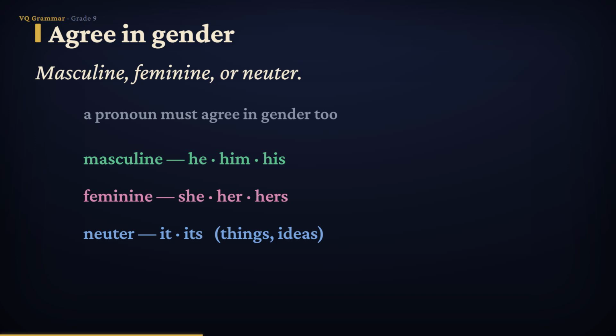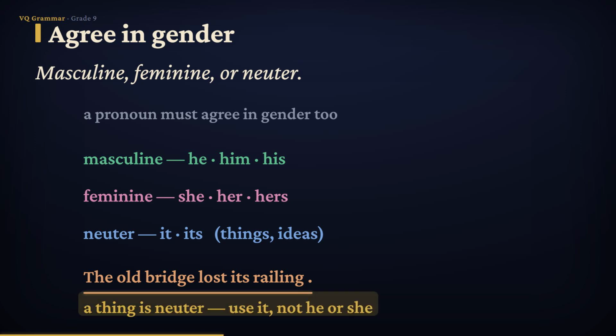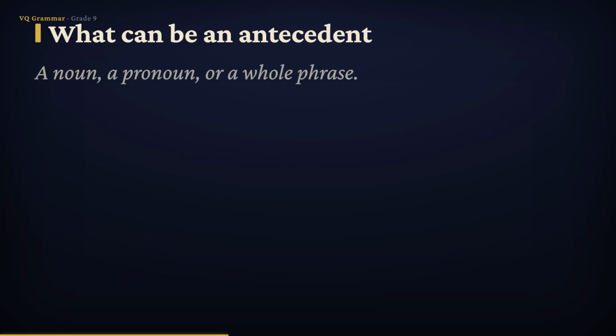But watch this one. The old bridge lost its railing. A bridge isn't a he or a she, it's a thing. So it's neuter, and the only pronoun that fits is its. Getting gender right is usually easy, as long as you remember that objects and ideas take it, never he or she. Here's something students often miss.